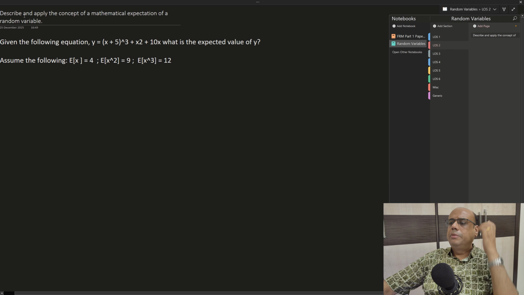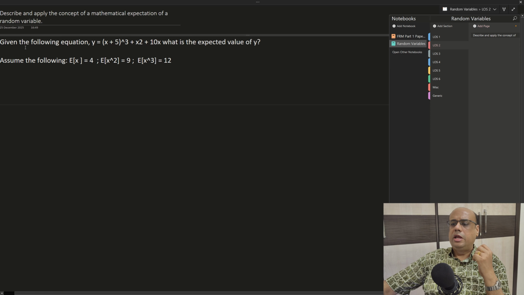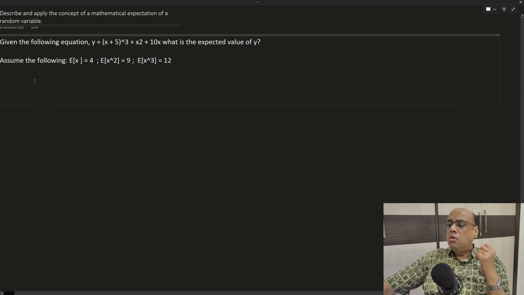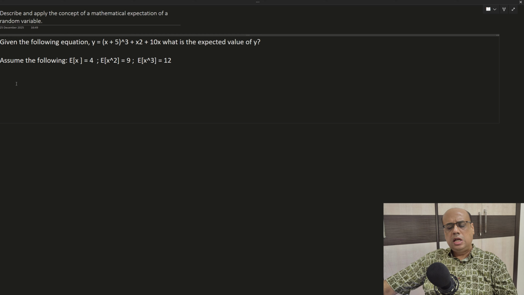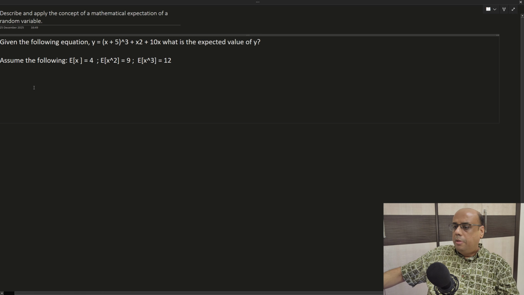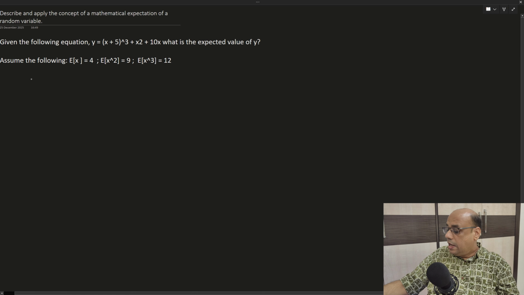Okay, so LOS 2 is basically applying the concept of mathematical expectation of a random variable. Now this is one question which is there probably either in previous GARP papers, or it was there in Miller's statistics books. Okay, so let's see what this problem is.